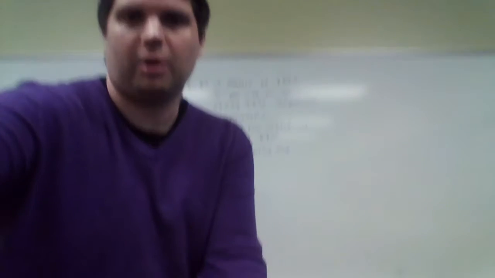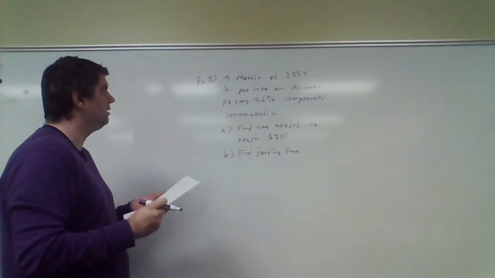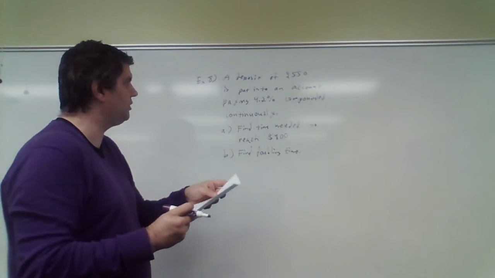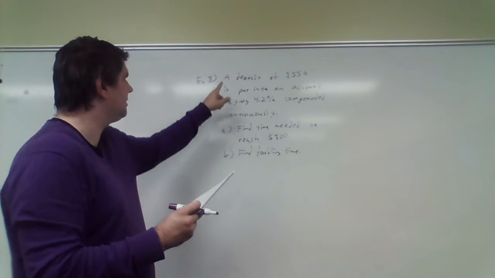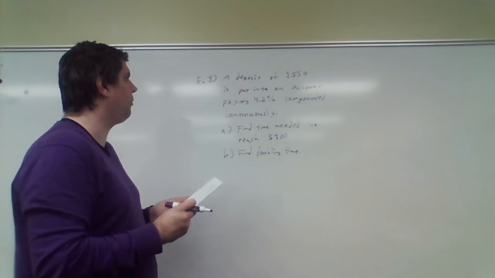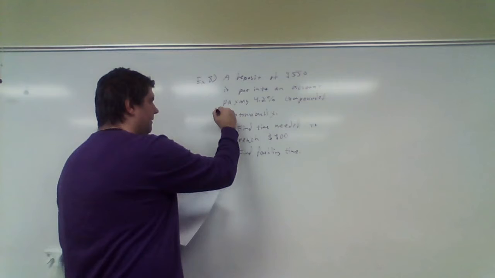All right, so here's example 8. It says a deposit of, and if you have a printout of the file, you can read it even if you can't read this. A deposit of $550 is put into an account paying 4.2% interest compounded continuously.